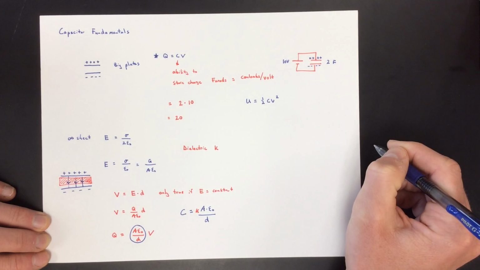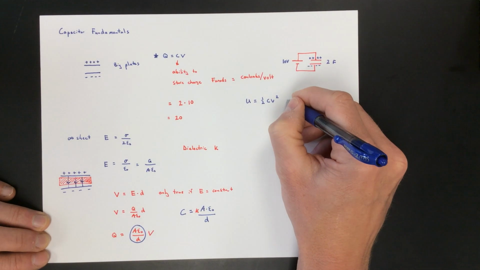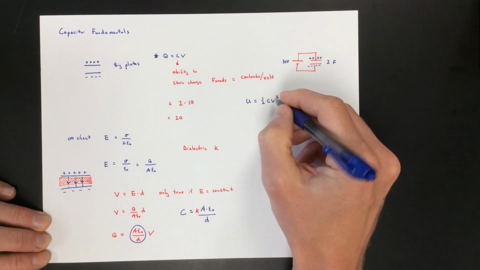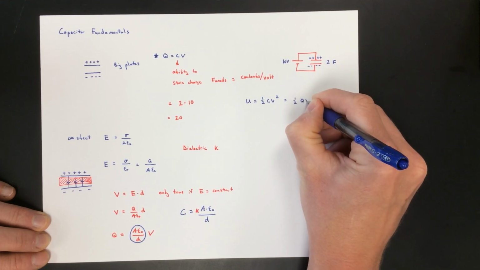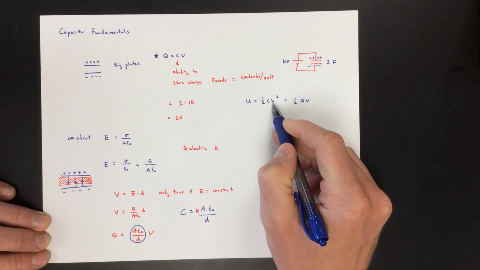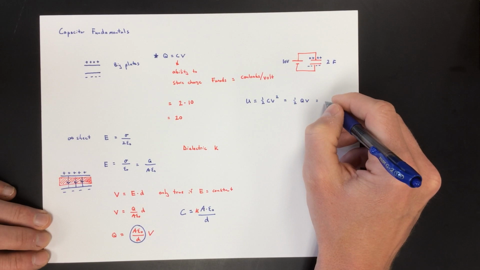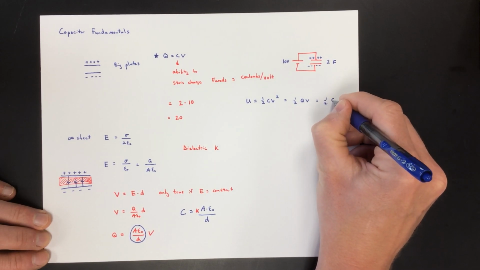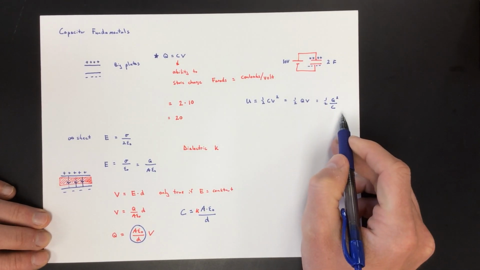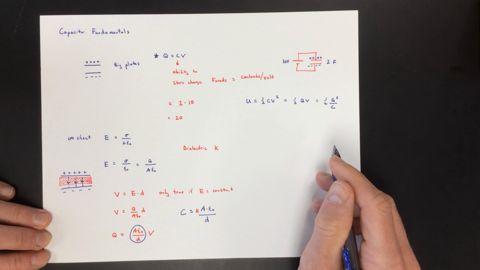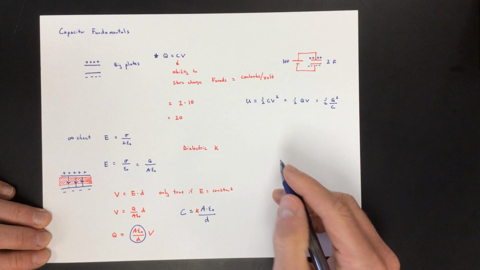You can memorize that. You can take C and put in, remember, C is Q over V. So if we put in Q over V here, that's also equal to 1/2 QV. But if you got rid of the V and called it Q over C, then it's also 1/2 Q squared over C. So all three of those versions give you the energy stored, and it just depends on what you're looking at.